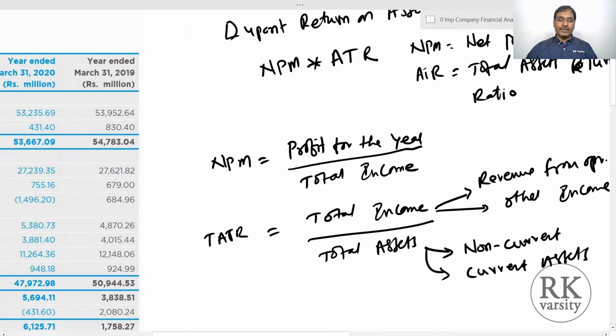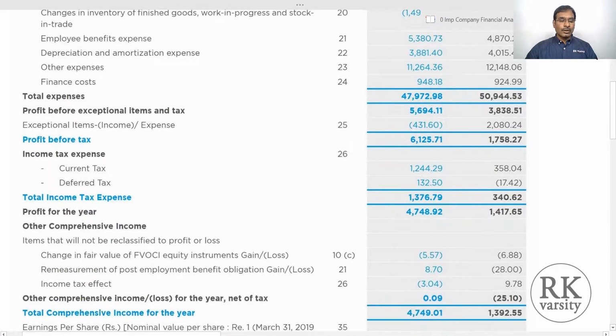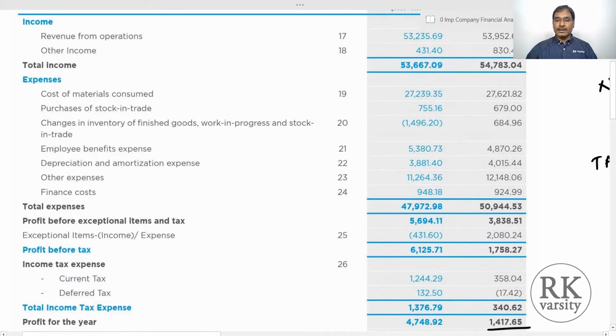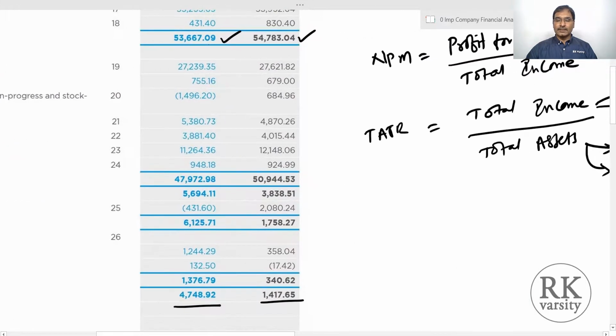So first we calculate the net profit margin. To get net profit margin, we need to know profit for the year. So here we have the values for the profit for the year and then your total income. Here are the values for the total income. Using these two, we calculate net profit margin.